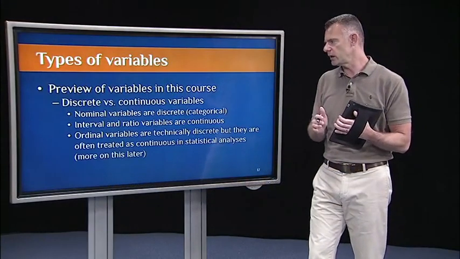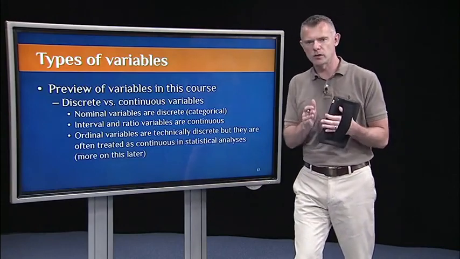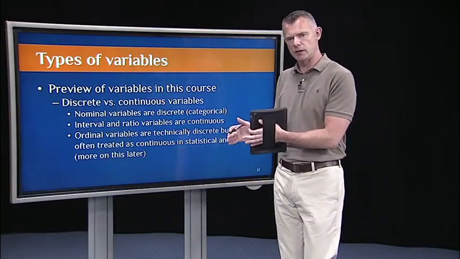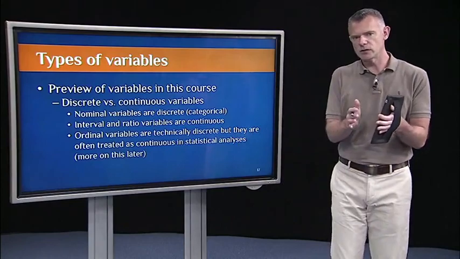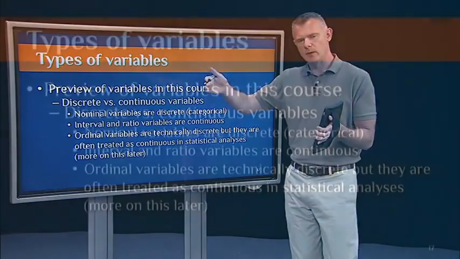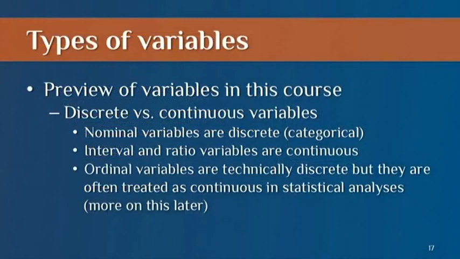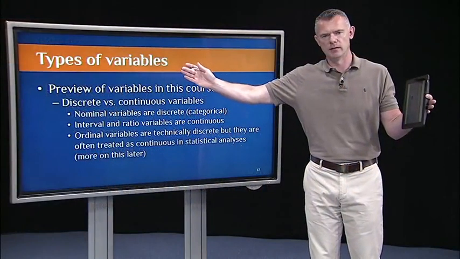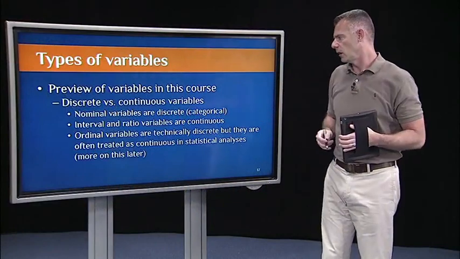And finally, it's important to keep track of whether your variables are discrete or continuous. So what I mean by discrete variables are, examples are like the nominal variables. There's discrete categories, separate categories. Whereas continuous variables are like the interval and the ratio type, where there's just a continuum. So we have this scale on, say, like an intelligence test, and it's just a continuum.